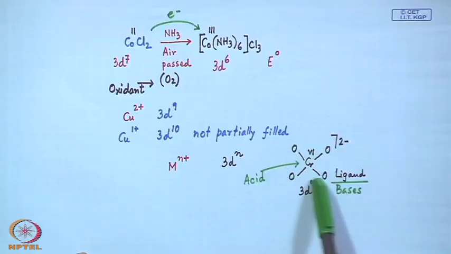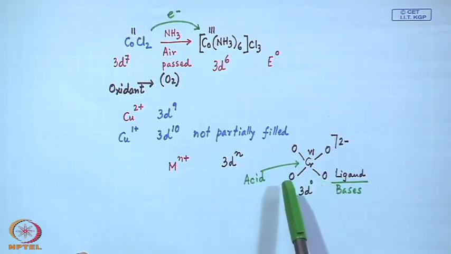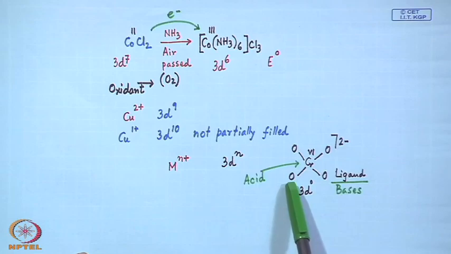So, next day we will see how we can define other ligands also, and how they are going to bind to the metal center and change the corresponding property of the transition metal ion.